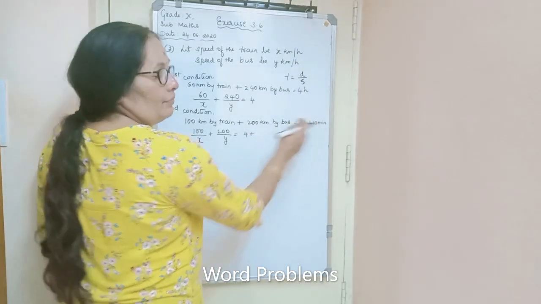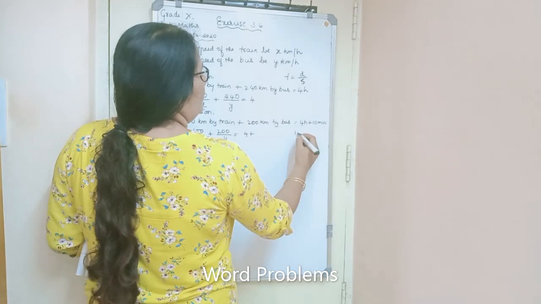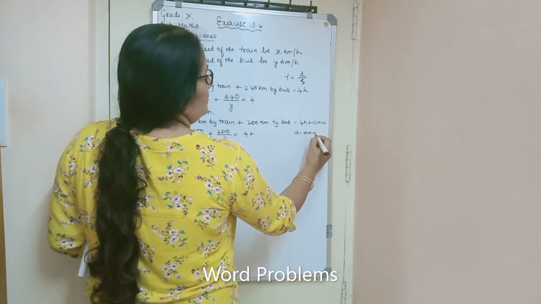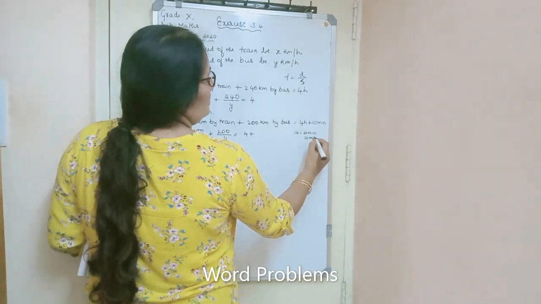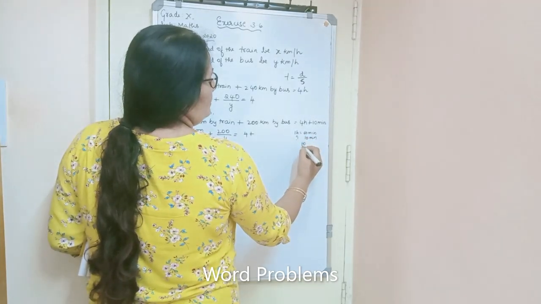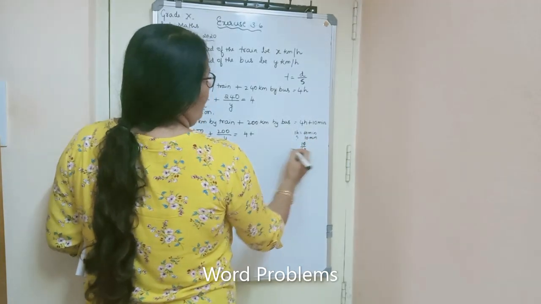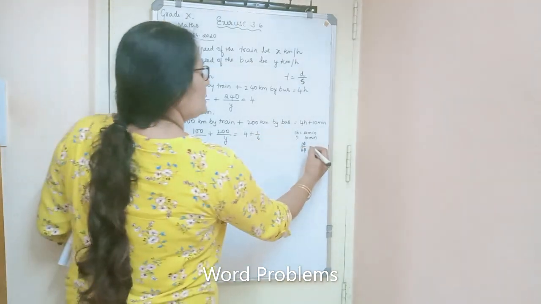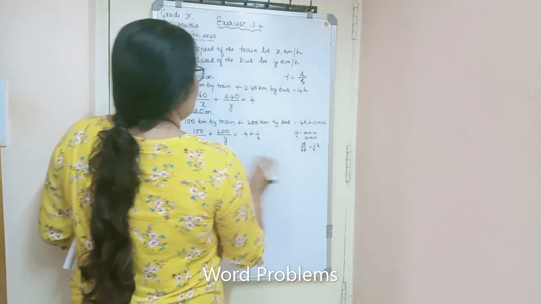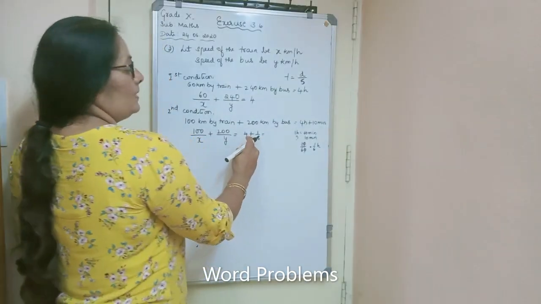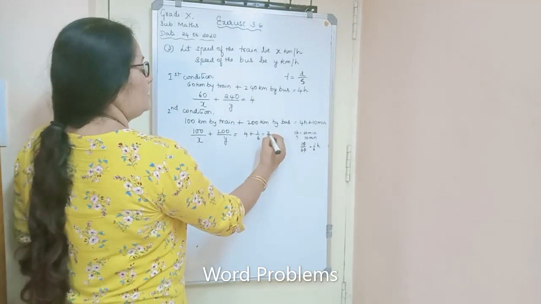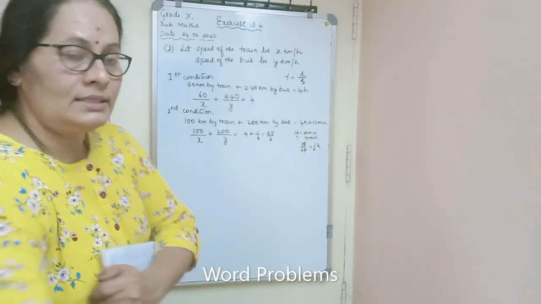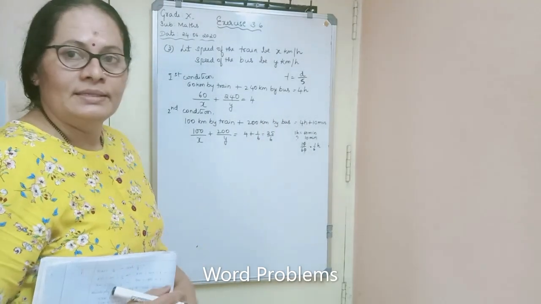You have to convert to hours. 1 hour equals 60 minutes, right? So 10 minutes, how many hours? 10 by 60. 10 by 60 is 1 by 6 hours. So that is 4 plus 1 by 6, that is 25 by 6. The time taken is 25 by 6.